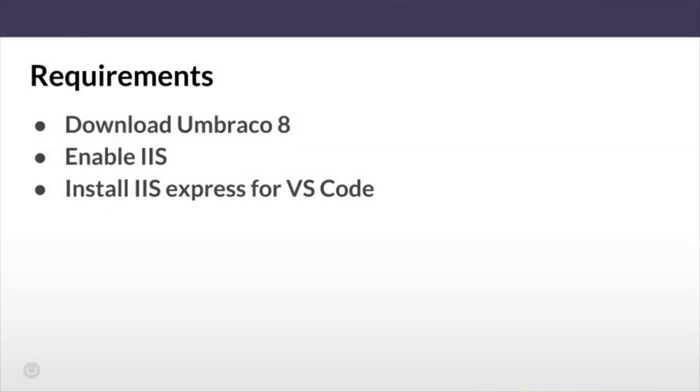Before we start, there are a couple of things that you need to have installed or enabled on your local machine. First, you'll need to download the Umbraco 8 version from our community website. There is a link to the download page in the description of this video. Secondly, make sure that you have Internet Information Services, IIS, enabled on your computer. And lastly, install a small extension for VS Code called IIS Express. The extension gives the power to run a folder in VS Code as a website using IIS Express. There is a link to the extension in the description of this video.